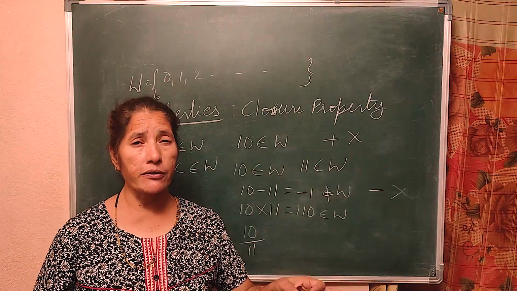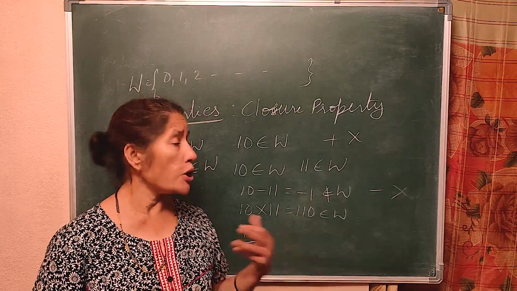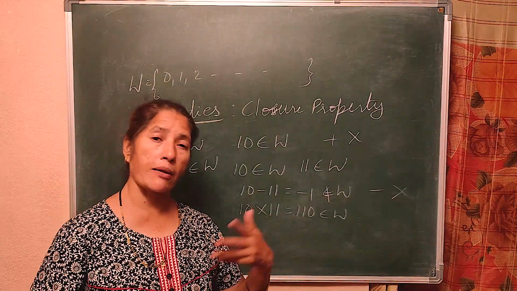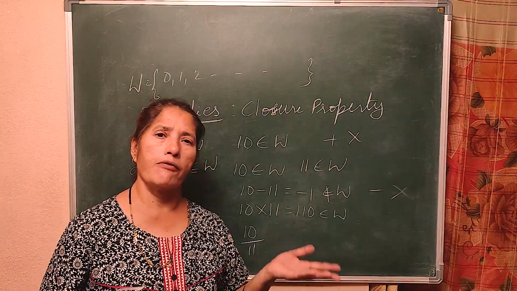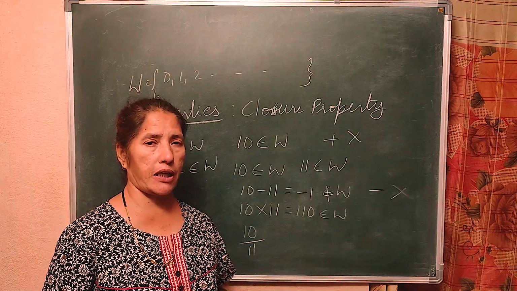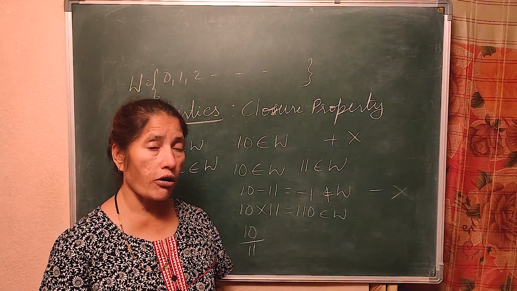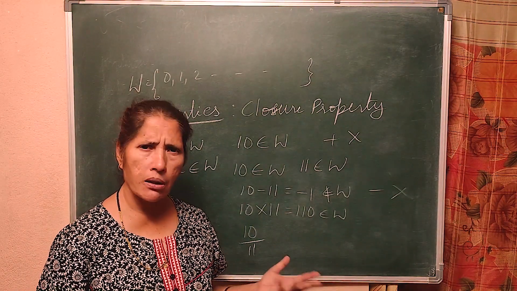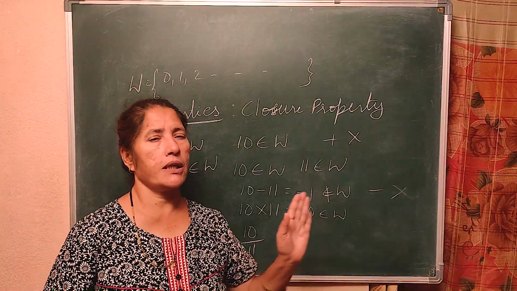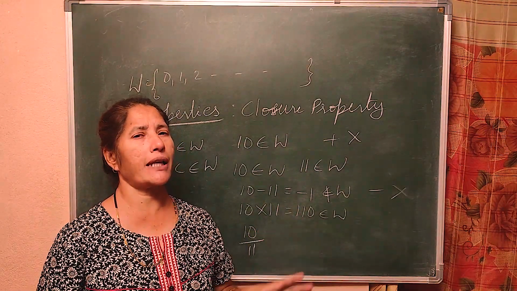1 belongs to W. 5 belongs to W. 1 minus 5, minus 4, does not belong to W. So it is not closed under subtraction. 1 belongs to W. 5 belongs to W. 1 into 5, 5 ones are 5, belongs to W. So it is closed under multiplication. Now 1 divided by 5 or 5 divided by 6, is it there? No, such type of numbers are not there in W. So it is not closed under division. Everyone understand?